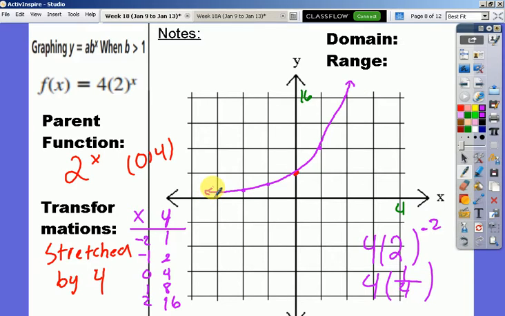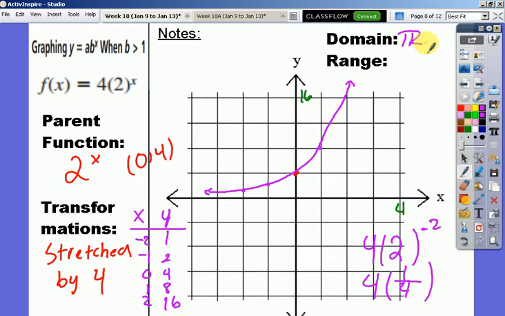What do you think my domain is? All reals. Why would it be all reals? So we can keep going. Yeah, it's going forever to the left, forever to the right. No matter what my x value is, I have some point on that graph, right? So it's all reals. What's your range? Yeah, y is greater than 0.